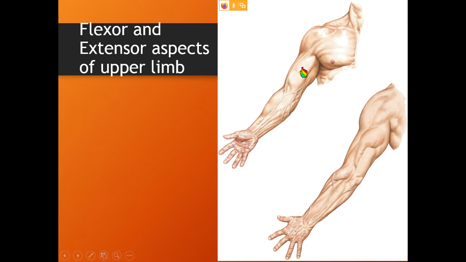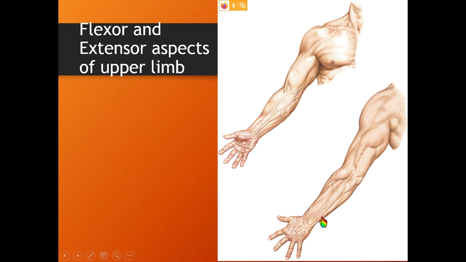Then coming to the extensor and the flexor aspects of the upper limb. The muscles of the upper limb which are present anteriorly, ventrally, are responsible for the flexion movement. That's why the compartment is called the flexor compartment.